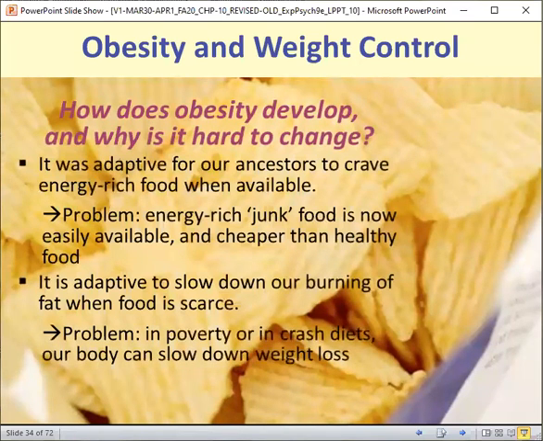The problem is that in poverty or in crash diets, our body can slow down weight loss. So our body's metabolism, as we were saying earlier, slows the process down. So it is very, very difficult to get out of the trap, so to speak, of trying to lose the weight. There are so many factors against you. And one of the big ones, believe it or not, is socioeconomic status, one's wealth.